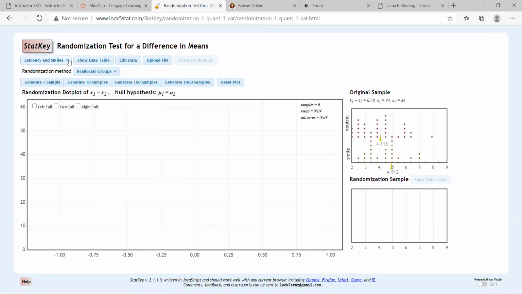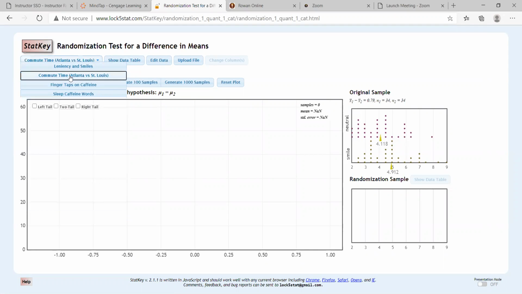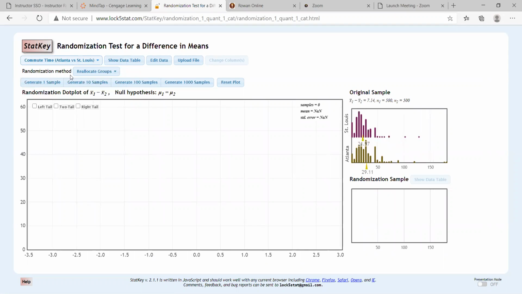Okay, and let's find one that I think we would, yeah, commute time. Let's do this commute time one here. All right, now it says commute time Atlanta versus St. Louis. Atlanta is going to be population 1, and St. Louis is going to be population 2. Now, when we have more than one population, we're going to assume the two populations are independent of one another, right? And therefore, they could have different sample sizes.